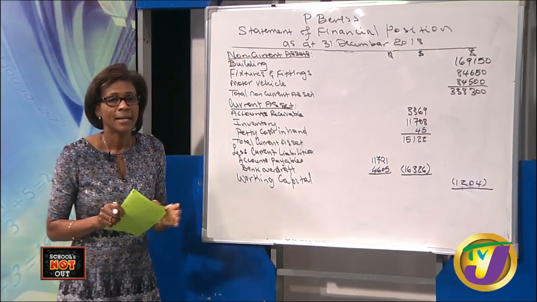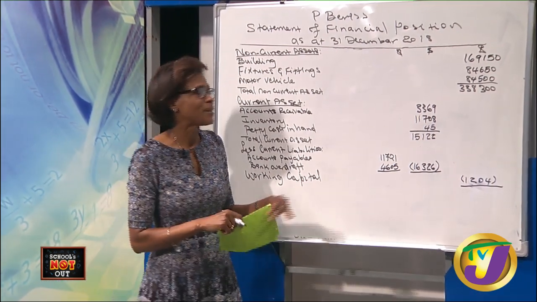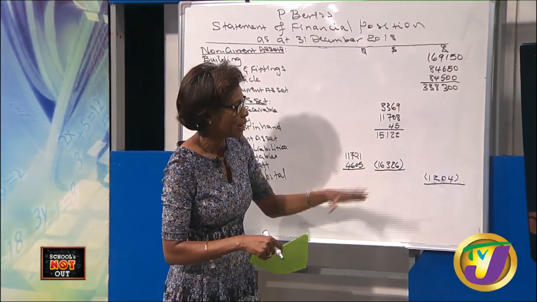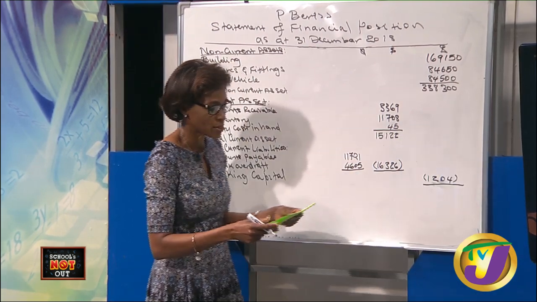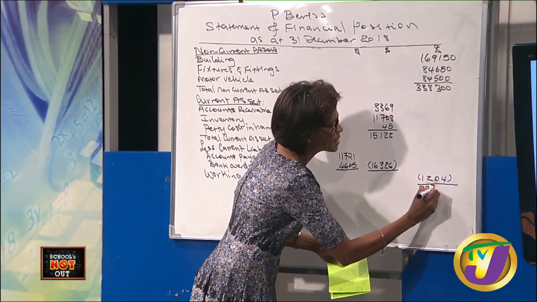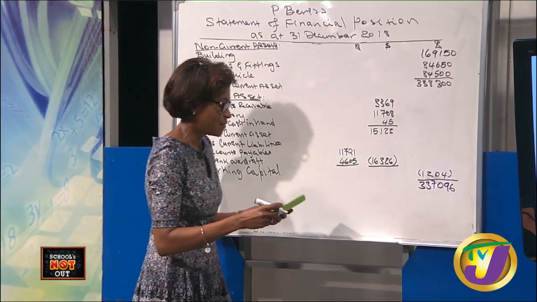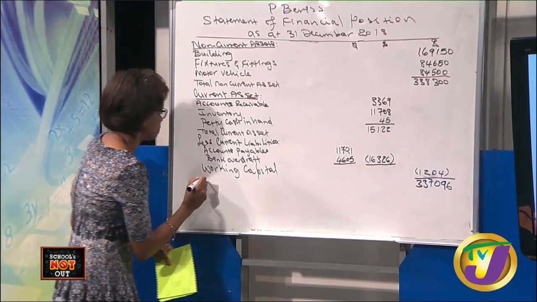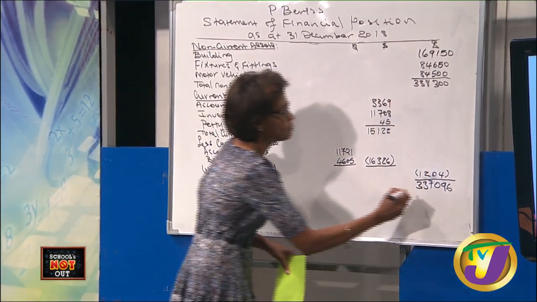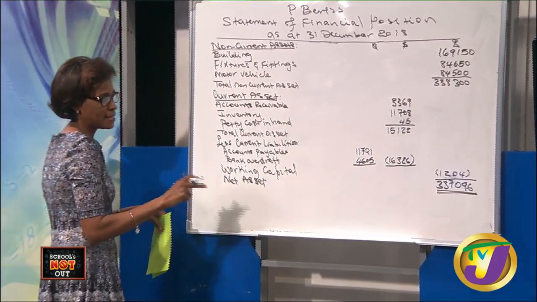So students, at this point, we're going to just continue quickly to finish up. We're going to take away our working capital, and in this case, we're going to be left with a net asset of $337,096. So this figure would represent our net asset. So we balance off here.